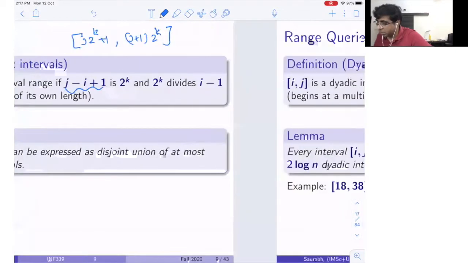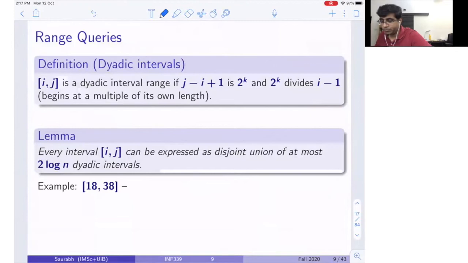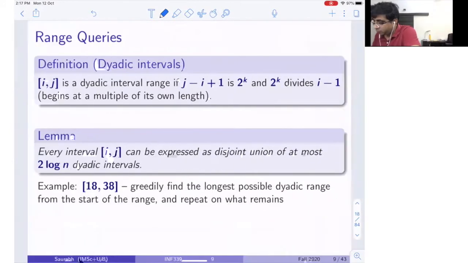And here's your algorithm. Example, let's do 18 to 38. So this is an interval. What I will do is greedily find the longest possible dyadic range from the start of the range, and repeat on what remains. Since we have length-one dyadic intervals, we can always do this, but can we do something bigger? That's the question. So if I start with 18, what is the longest range starting from 18? Can I think of one of the dyadic intervals?